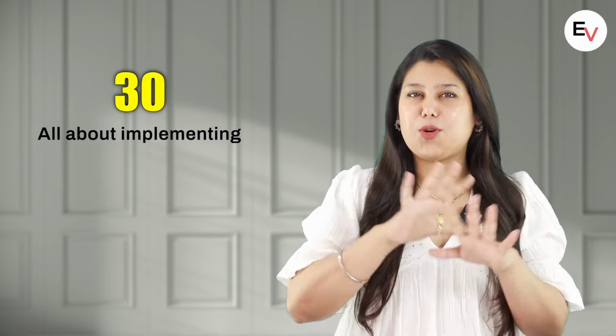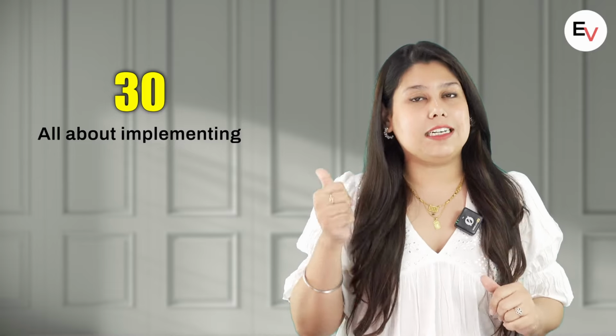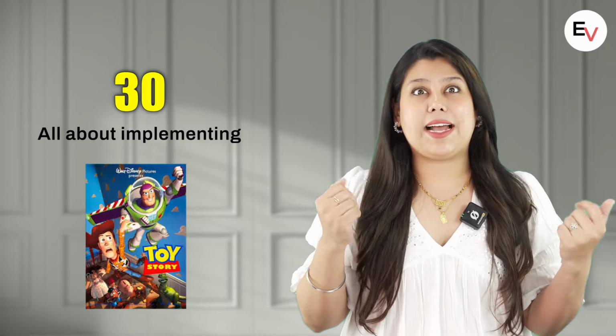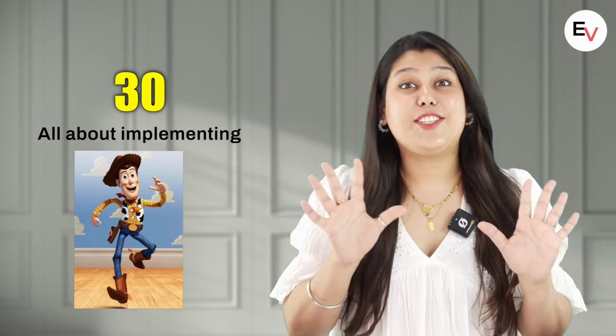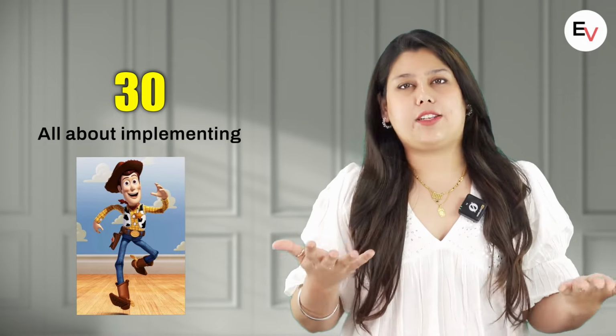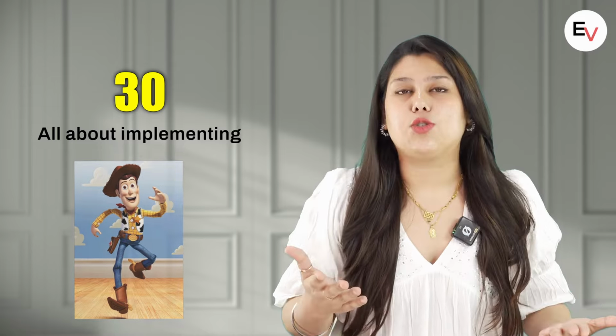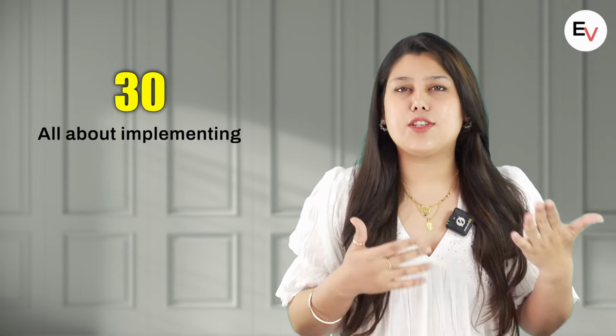Moving on to part 30. Now this part is all about implementing. You have to implement all the knowledge that you have learned earlier. Like you can select a movie that you love. Pick a character that you like. Try to imitate the character. Try to copy his pronunciation, his accent, his delivery style.